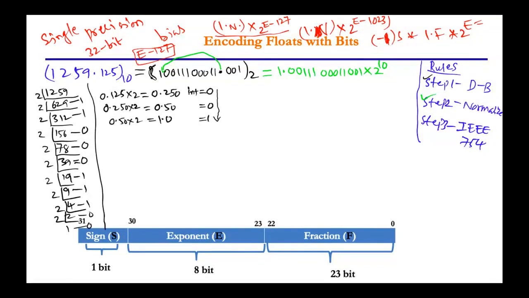And then the third step is encoding it into IEEE 754. In IEEE 754, the leftmost bit is the sign bit, then the next 8 bits are for the exponent, and the rest is the fractional part. So now we need to find this exponent value. In the exponent value, you can see here.